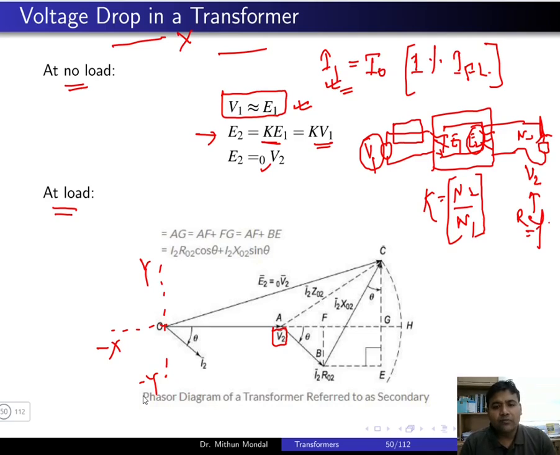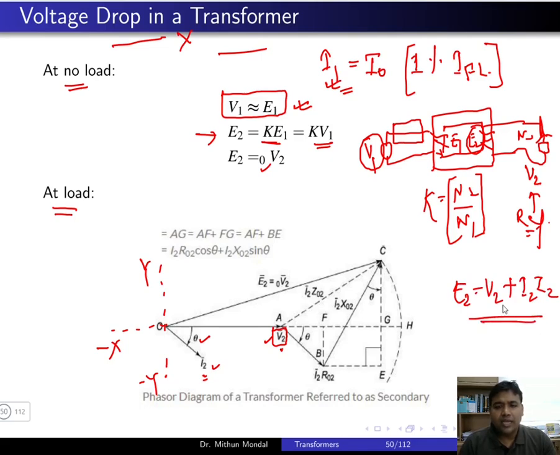So you will have V2 as the reference, and the current I2, drawn by the load, due to the inductive nature will have a lagging power factor angle of minus theta, right? So there is a lagging power factor angle theta between the voltage V2 and the current I2, because V2 we have taken as reference. Now we know the equation that E2 is equal to V2 plus I2 into Z2.